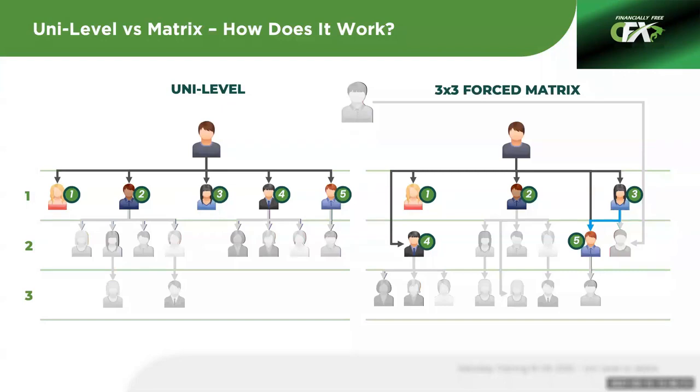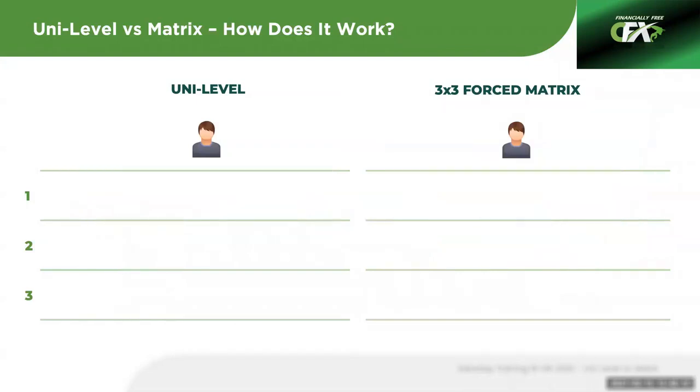But obviously, if your team are building, your matrix can go down level 5 and 6 and 7 before levels 2 and 3 are built. It's just how your team builds that dictates how the matrix gets built. So let's just have a look at this.